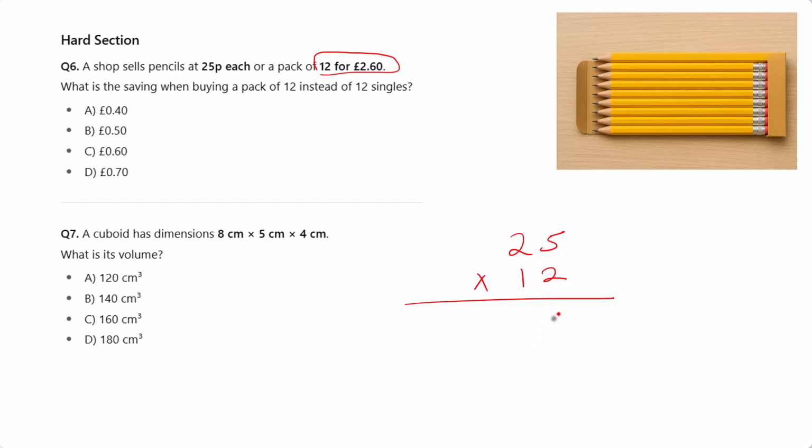So 2 times 5 is 10, carry 1. 2 times 2 plus 1 is going to be 5, 50. Now we are timesing by 1, but this one is not a 1, it's a 10. So you need to put 0 there as a placeholder.